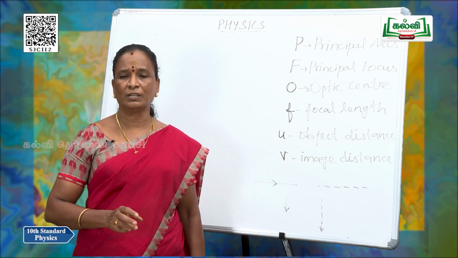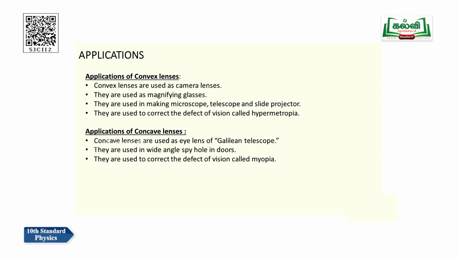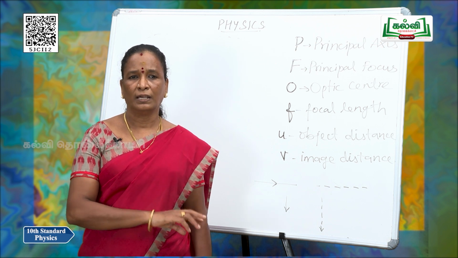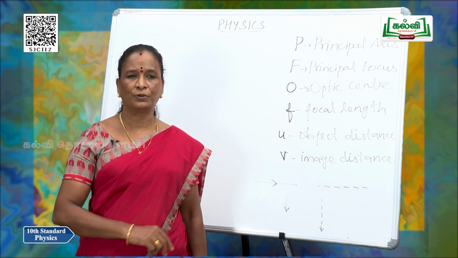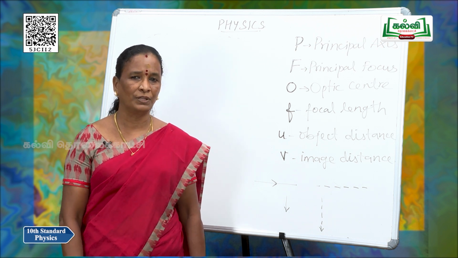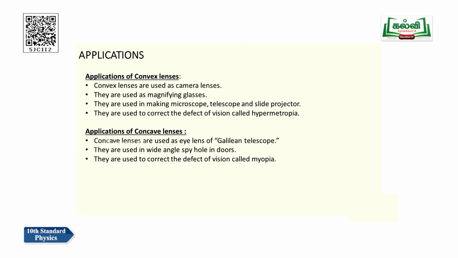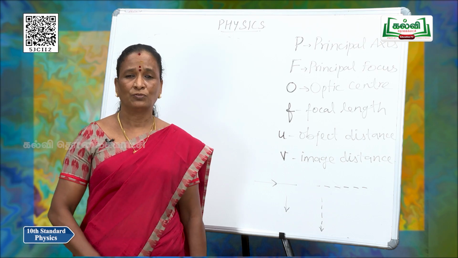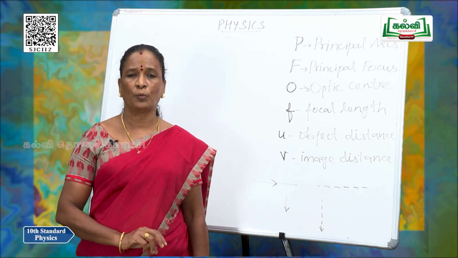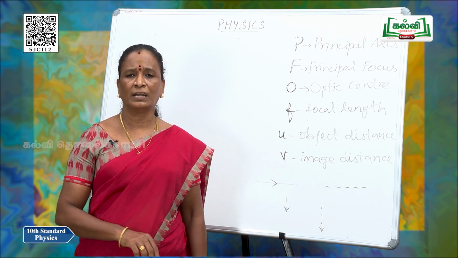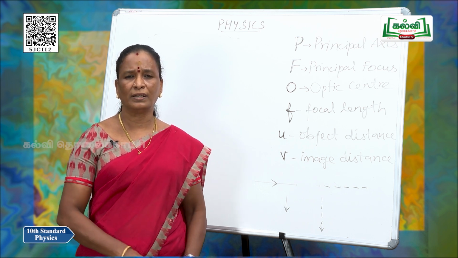And slide projector, you know very well. They are used to correct the defect of the vision called, already we have seen in the differences, hypermetropia, it is the defect of the human eye. Then applications of concave lenses. Concave lenses are used as eye lenses of Galilean telescope. So, we are going to see in telescope part about the Galilean telescope.